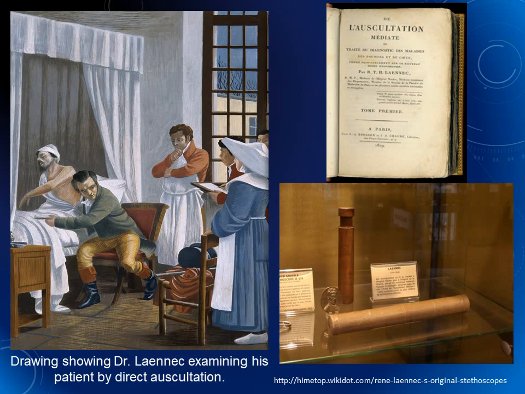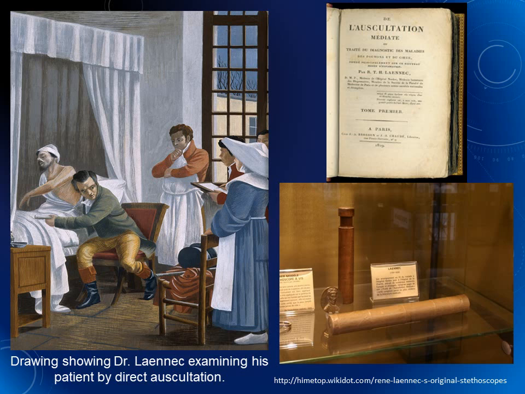This method was suggested by the French physician René Laennec in 1816. He was the leading French internist of his time. Like his colleagues at that time, he tried to figure out what was going on inside the human body by placing an ear directly to the patient's chest. In other words, it was direct auscultation.